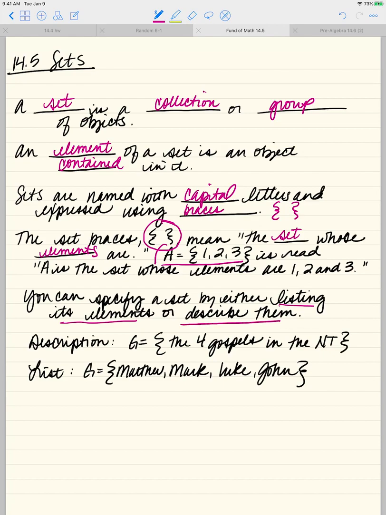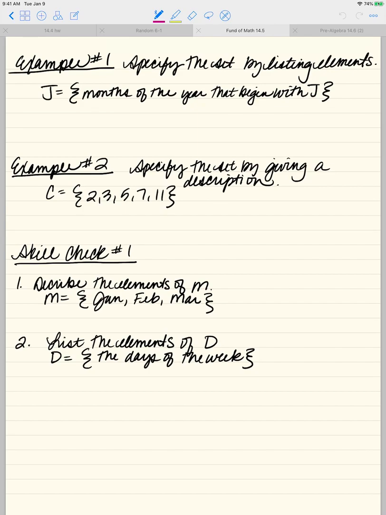You can specify a set by either listing its elements or describing the elements. For example, we have two set G's right here. First one, G is the set including the 4 Gospels in the New Testament. That is a description of the set. Then we have a list of set G, which, if the description of set G is the 4 Gospels in the New Testament, then the elements would be Matthew, Mark, Luke, and John. Those are the objects within the set. So the description of set G is the 4 Gospels in the New Testament. The list of set G is the actual elements, which is Matthew, Mark, Luke, and John.